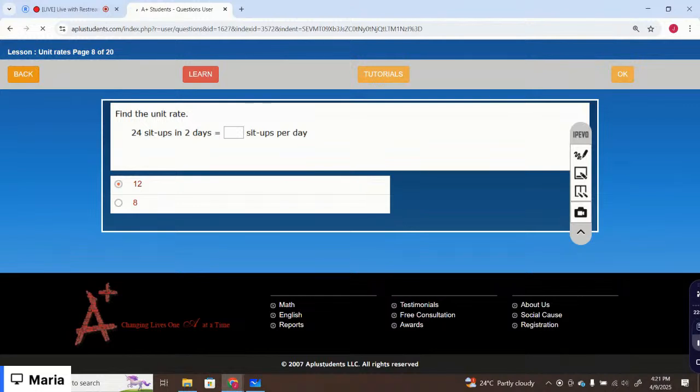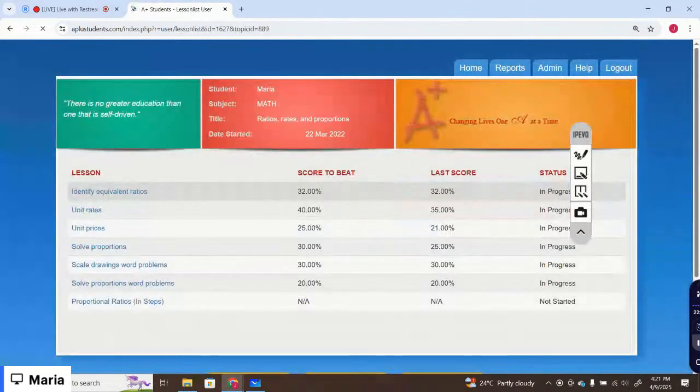Also, you can complete the lesson by yourself later today. Let's just move on to the next lesson. The next lesson is unit prices.